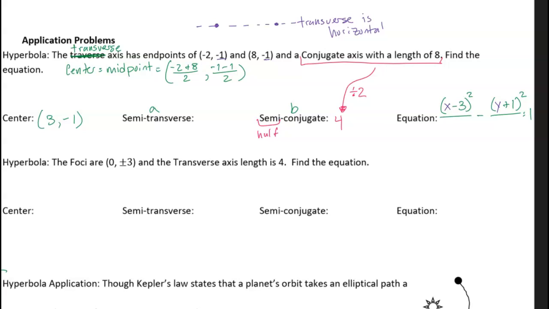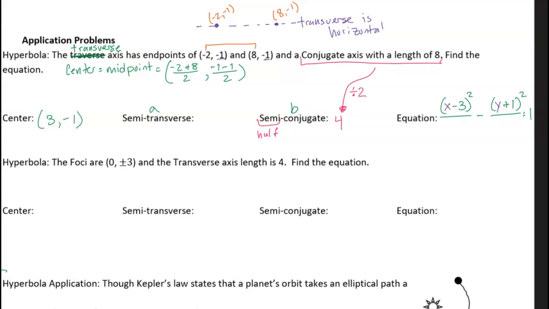What about the semi-transverse? This is a little bit harder one. How can we figure out how long our transverse is? It gives us the endpoints of the transverse, right? So if this is -2, -1, and this is 8, -1. How can we know how far apart those are?